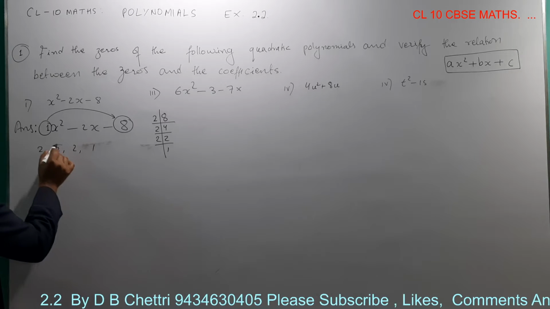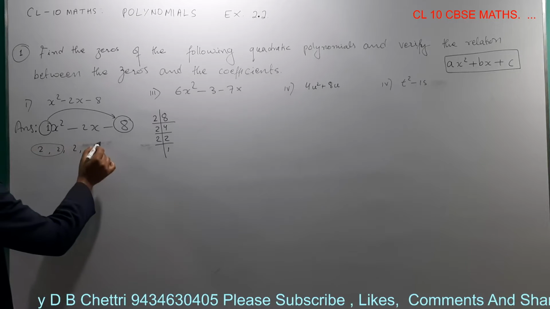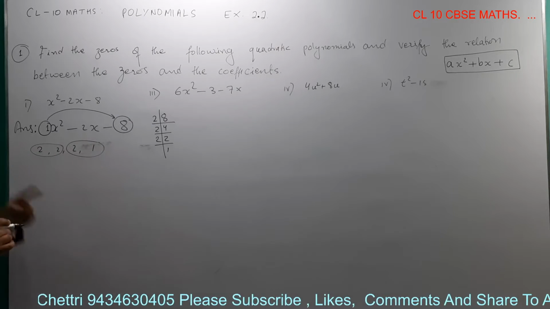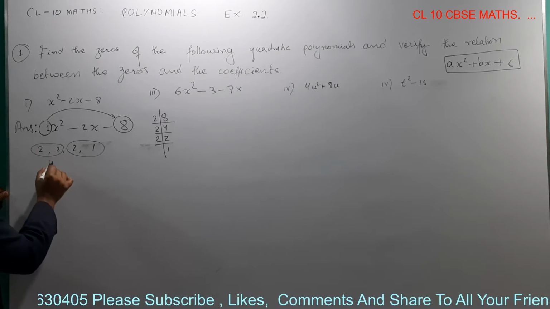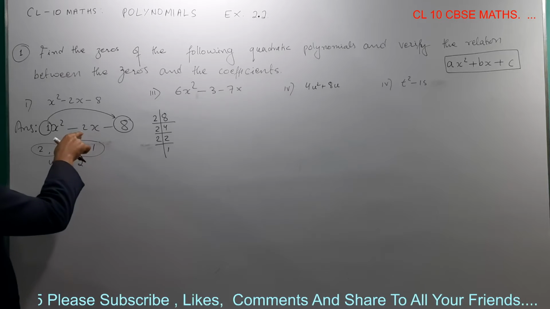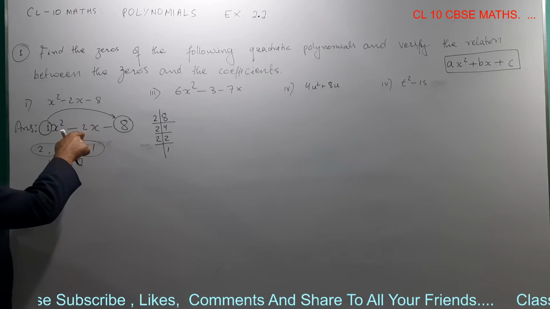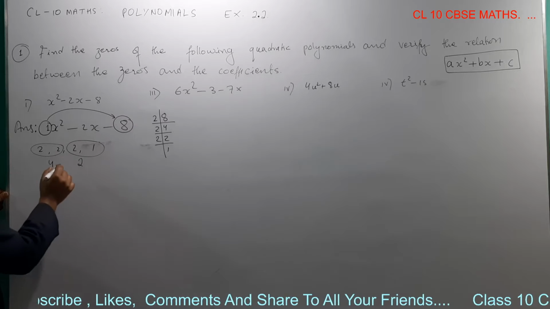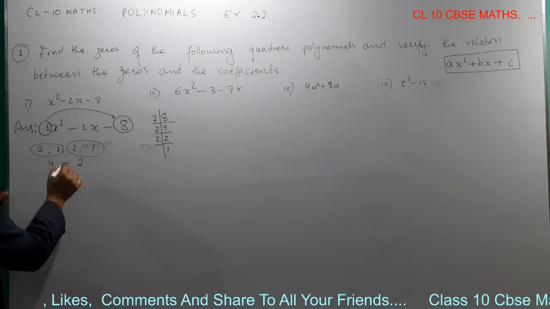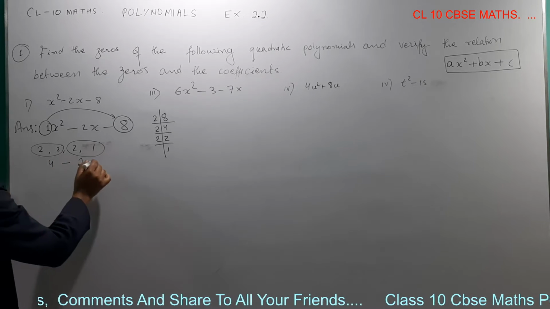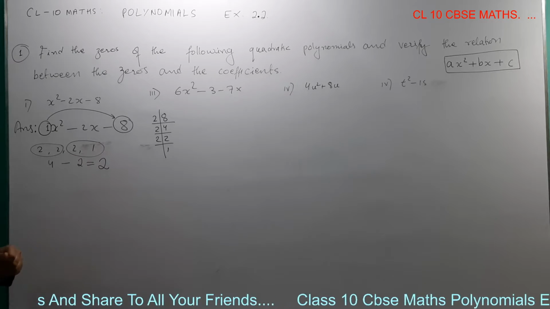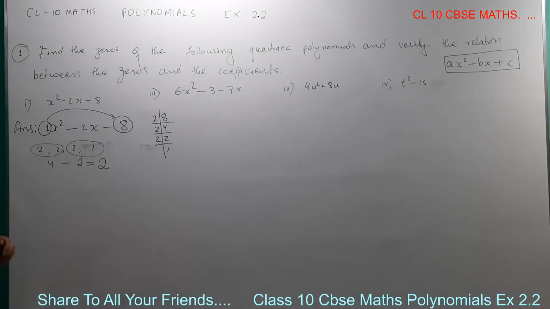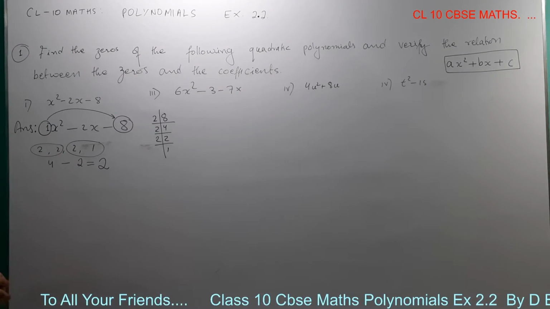Now look here. 2 twos are 4, 2 ones are 2. This is 4 and this is 2. Now how do we get 2 out of these two numbers? 4 minus 2 is 2. This is the method to break the middle term, to split the middle term into two parts.